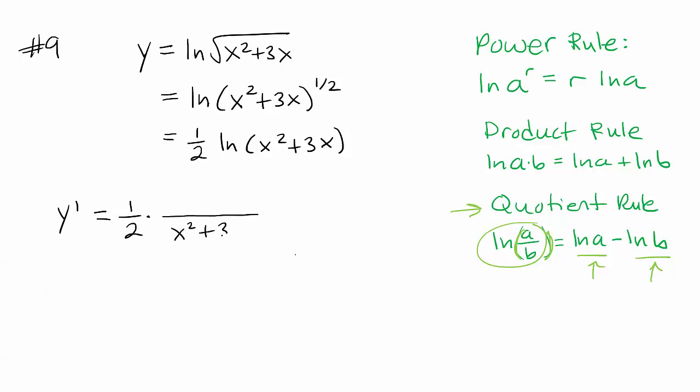Whatever's inside the log, I put that in the denominator, and then its derivative goes in the numerator. So the derivative of x squared plus 3x is 2x plus 3. And I'm just going to rewrite this one more time. Take that 2 and distribute that through. And that's my final answer. So just keep that in mind. Sometimes if the derivative looks a little challenging, see if you can rewrite the function.